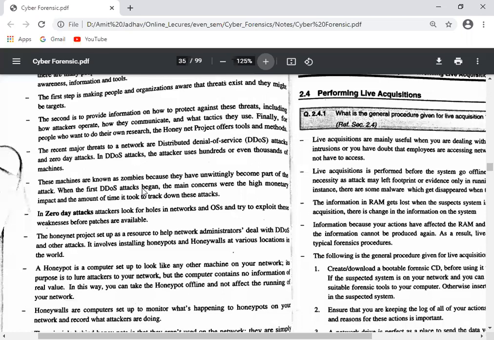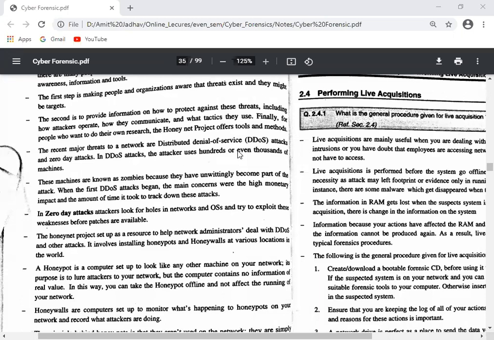The HoneyNet project is set up as a resource to help network administrators deal with DDoS and other attacks. Generally, the HoneyNet project is designed for such types of attacks, like DDoS, that is distributed denial of service, or zero-day attacks.